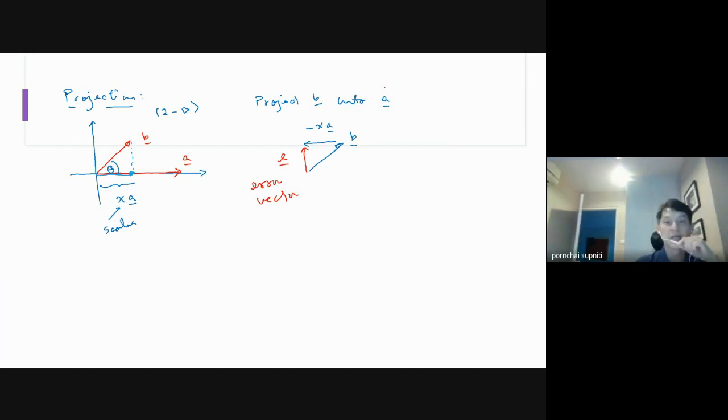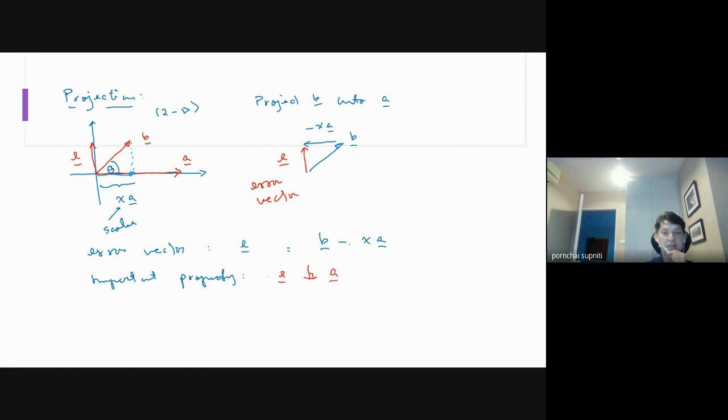And an important property for the error vector is like this, okay? So this error vector from the projection, E, okay, is equal to B minus XA, okay. An important property is like this. You will notice that this vector E is always perpendicular or orthogonal to A. E is orthogonal to A, okay?